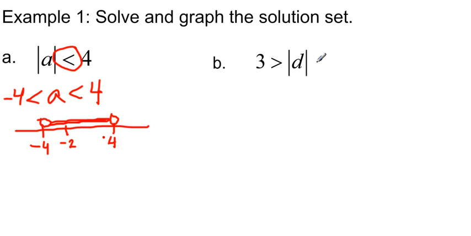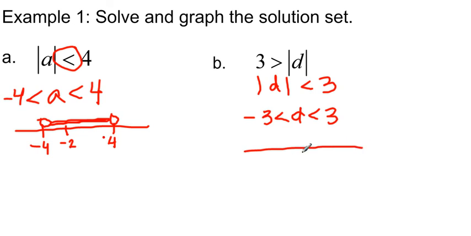Let's try letter B. If you see the problem written this way, I highly suggest that you rewrite it, putting the variable first. So the absolute value of D is less than 3 would be the way to rewrite it. Now you can see that we've got a less than situation. We've got an intersection. So to rewrite it to get your solutions, we know that D is going to be in between negative 3 and positive 3.